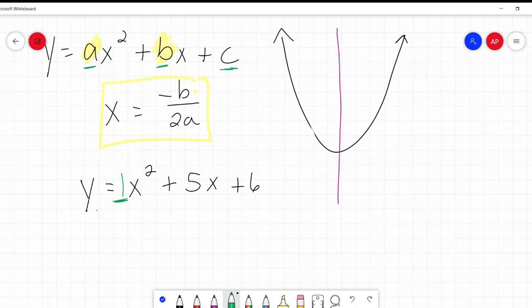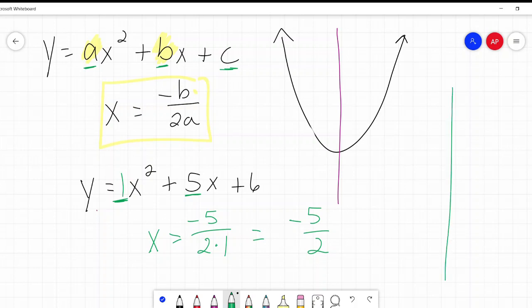So the axis of symmetry for this would be negative b, my b is 5, negative 5 over 2 times a, which is 1. My axis of symmetry is negative 5 halves. So if I was graphing that parabola, there's 1, 2, 3, there would be a line right there that this parabola is going to be mirrored across. That's my axis of symmetry.